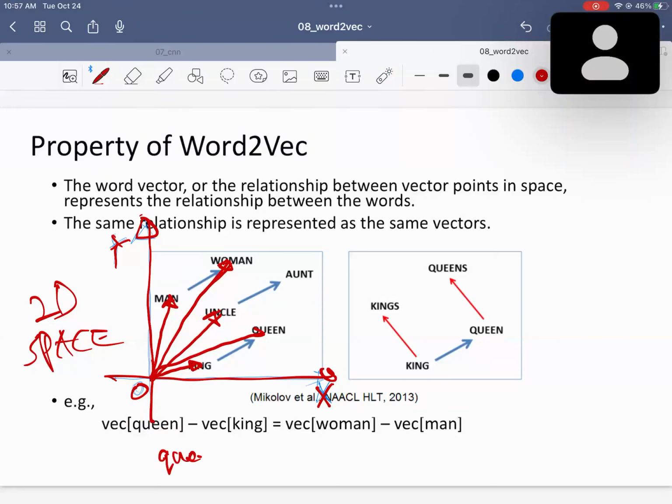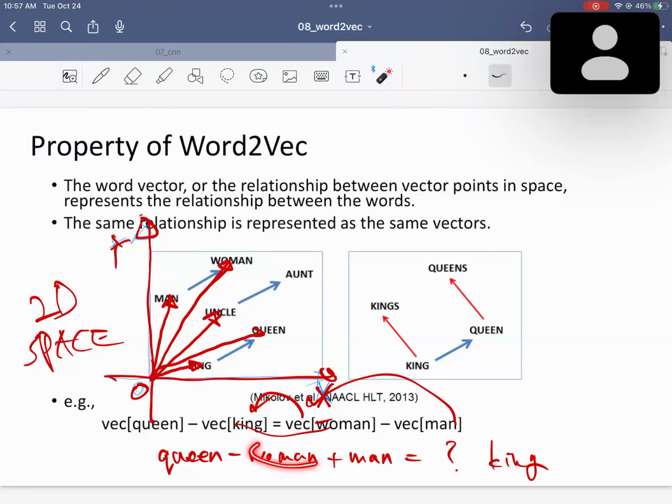Queen minus woman plus men would give you what? Would give you king. So we're just shuffling the terms around. It goes here, this goes here, and this goes here. That's it. But if you look at this, the end result is very impressive, which means that if you take the woman element out of the queen word, and then you add the man element, that would lead to the king.